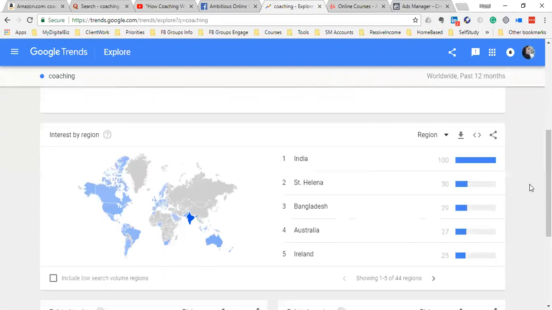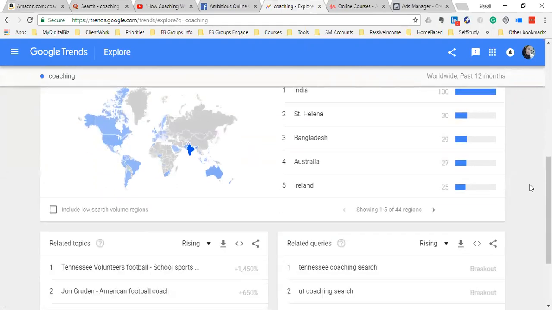And look at this. This is what I like about Google Trends because it gives you the demographics of those people who are interested in coaching. So the people who actively search for coaching using Google are in India. Next is Saint Helena, then Bangladesh, Australia, and Ireland.